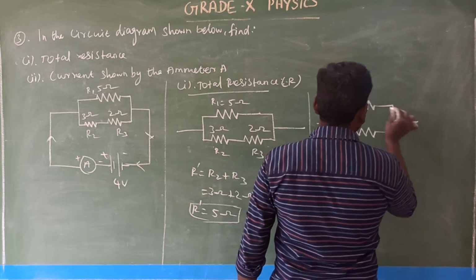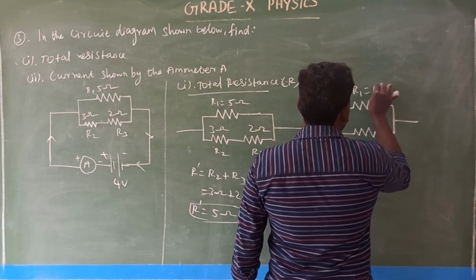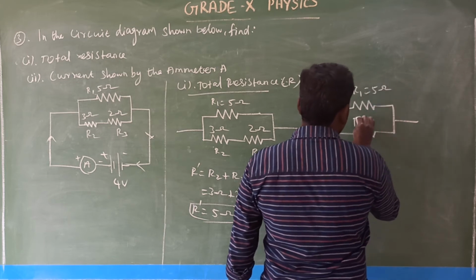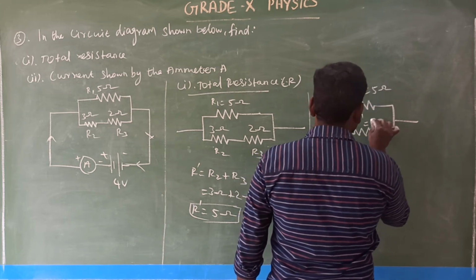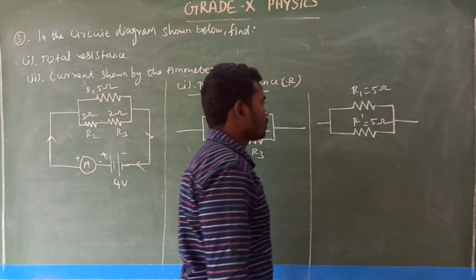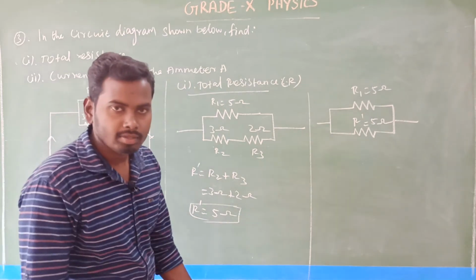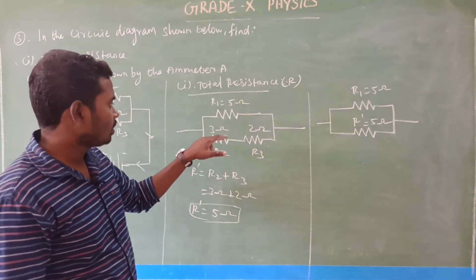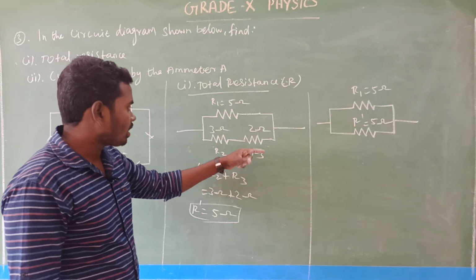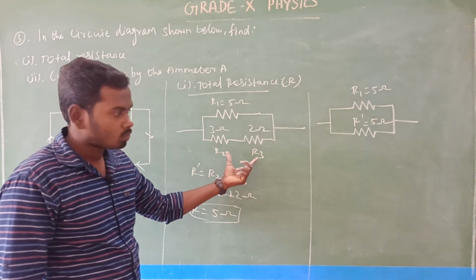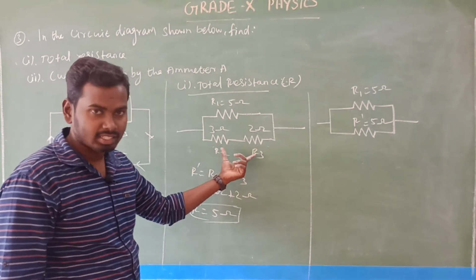Consider this is R1, 5 ohm, this is R dash, and that is also 5 ohm. Is there any doubt? No doubt at all. Look here: the resistors R2 and R3 are connected in series to each other.